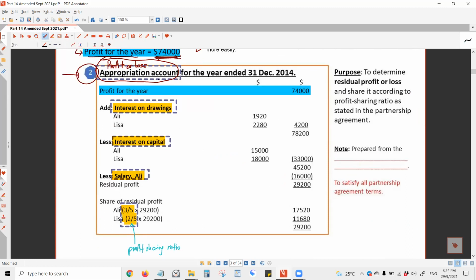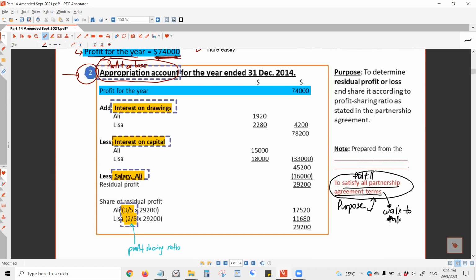Let's understand why you need to have the 4 things here. The purpose of having the appropriation account is written here. Purpose: to satisfy all partnership agreement terms. What does it mean? It means that you want to walk the talk. You have heard of this before? Walk the talk means whatever you have promised, you must fulfill. Satisfy also means fulfill.